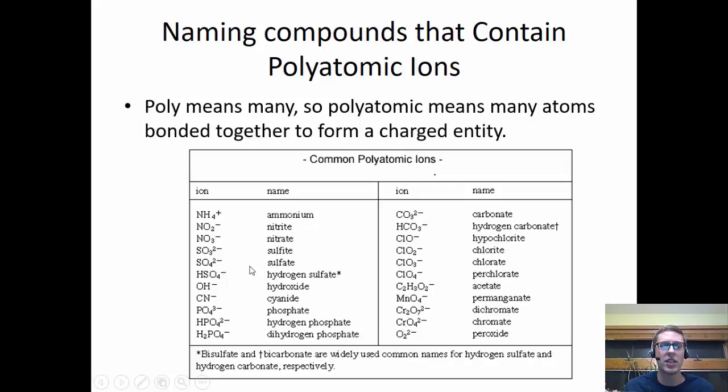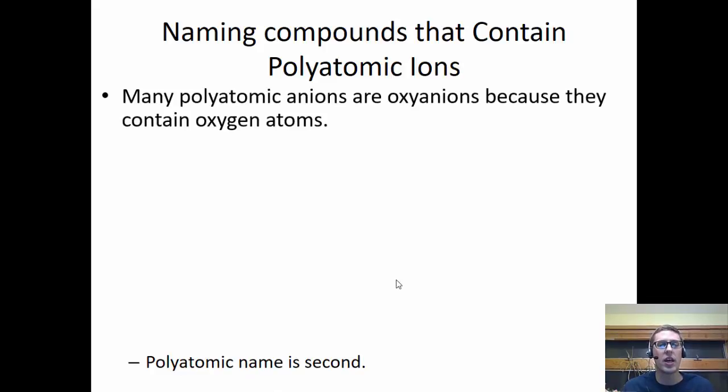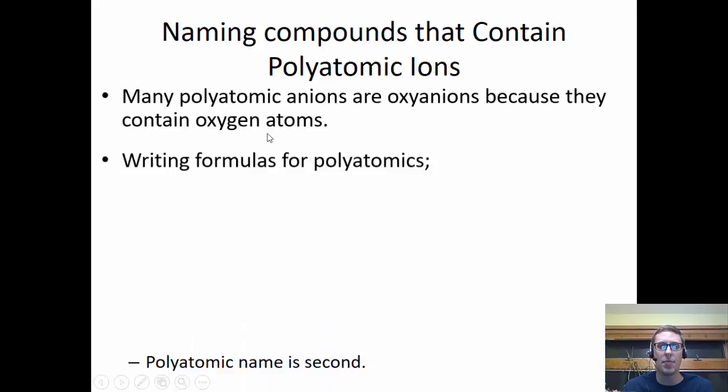I'm not going to make you memorize these, but make sure you know where these are on your ion charges periodic table. You need to be familiar with this: when I say carbonate, you're not looking for C2H3O2. And if I say nitrate, you're not looking for CN. You need to have an idea of what is what, so that you can name and also come up with formulas for these. Always remember the polyatomic name is second in most of them. Many polyatomic ions are oxyanions because they contain oxygen atoms. That makes sense, right? Oxyanions contain oxygen.